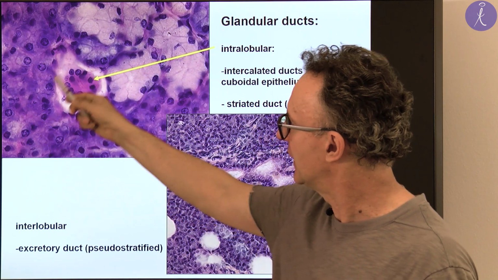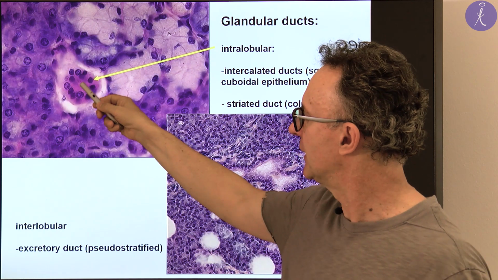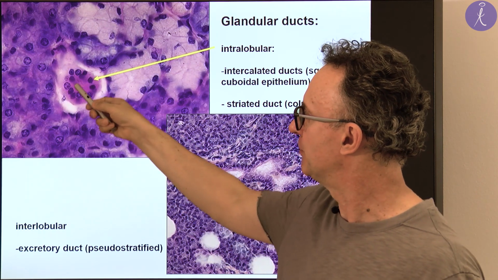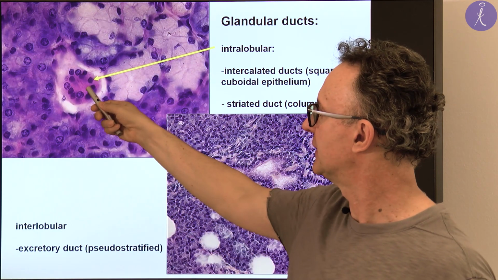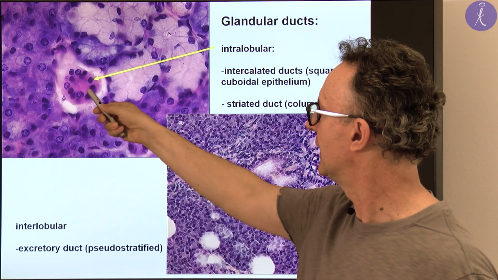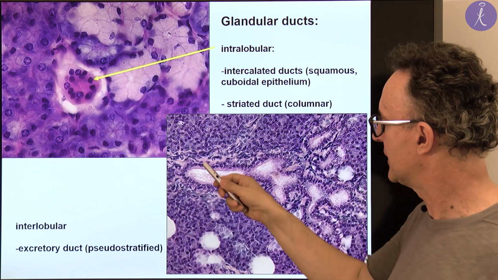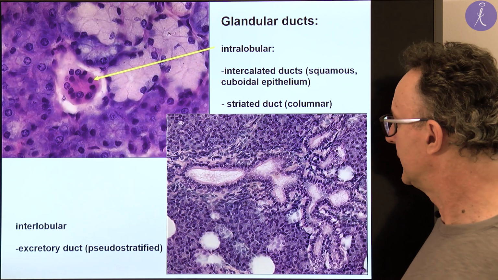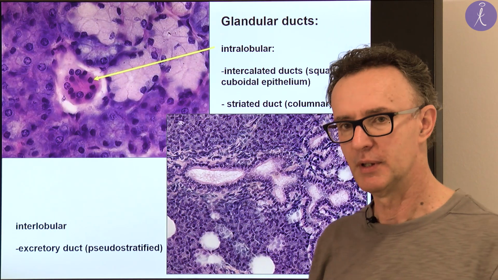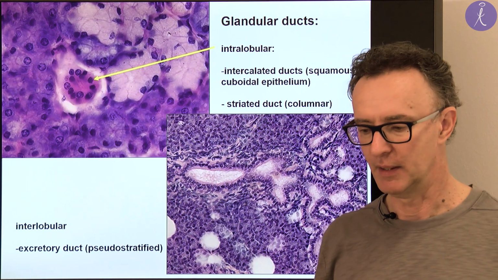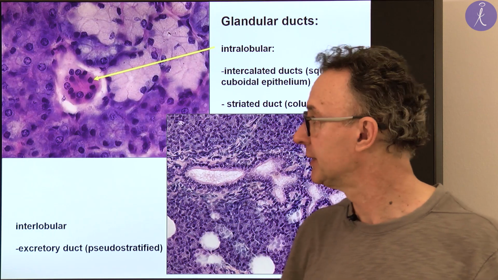So let's see this again. You see serous and mucous secretory portions, and between them, inserted, we have a little pinkish structure with a simple cuboidal epithelial lining. This is the very first part of the duct system, the intercalated duct, one of the intralobular types. And if it becomes columnar, then it is striated, and if we see them outside the lobules, between the lobules in the interlobular connective tissue, these are called interlobular ducts or excretory ducts.